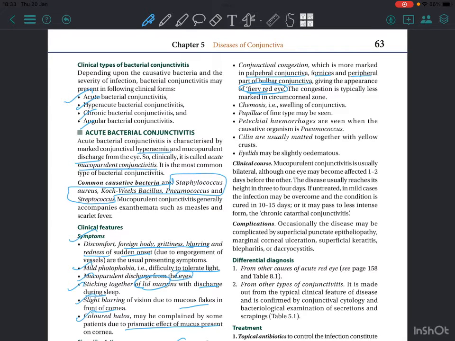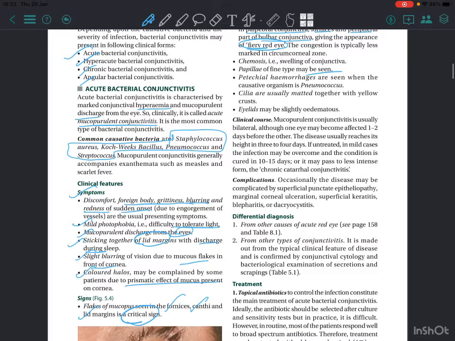Chemosis, that is swelling of the conjunctiva. Papillae of fine type may be seen. Petechial hemorrhages are seen when the causative agent is pneumococcus. Cilia are usually matted together with yellow crusts. Eyelids may be slightly edematous.